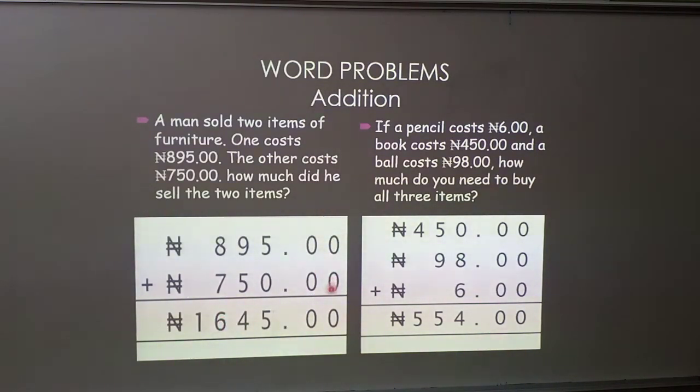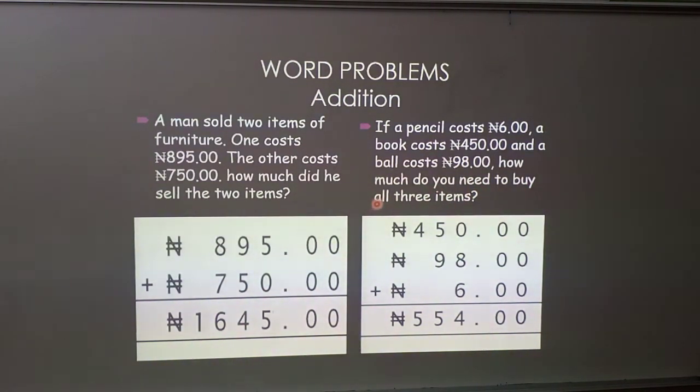So we have 0 plus 0 is 0, 0 plus 0 is 0, 5 plus 0 is 5, 9 plus 5 is 14. You write down 4 and you carry 1 over here. Now 8 plus 7 is 15, plus that one we carried is 16. You write down 6 and carry 1. Now that 1, you bring it down here. So our answer is 1,645 naira 0 kobo. Okay? If a pencil costs 6 naira, a book costs 450 naira, and a ball costs 98 naira, how much do you need to buy all 3 items?